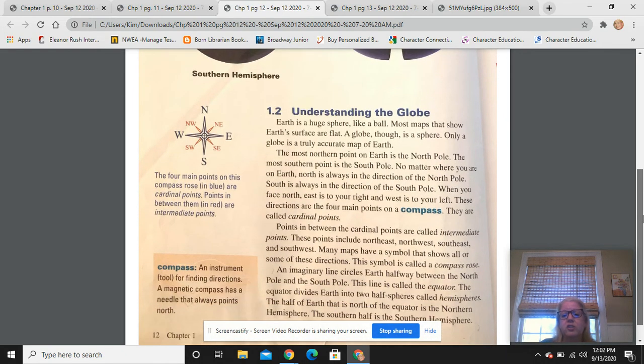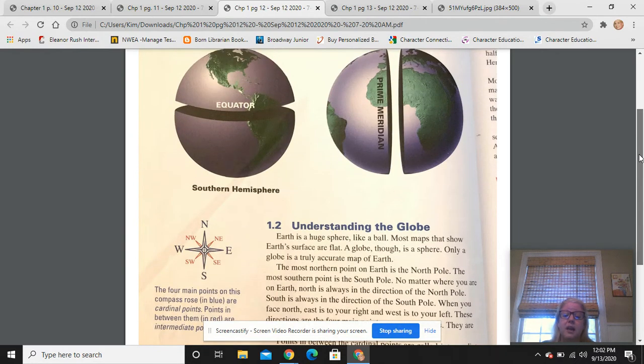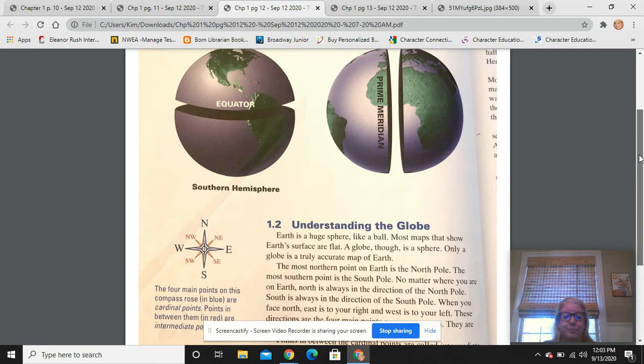So now in this section, we're going to talk more about the globe. We're going to learn a little bit more about it and a little bit more about how we use it to find places on the earth. Section 1.2 is understanding the globe. Earth is a huge sphere, like a ball. Most maps that show Earth's surface are flat. A globe, though, is a sphere. Only a globe is a true, accurate map of Earth.